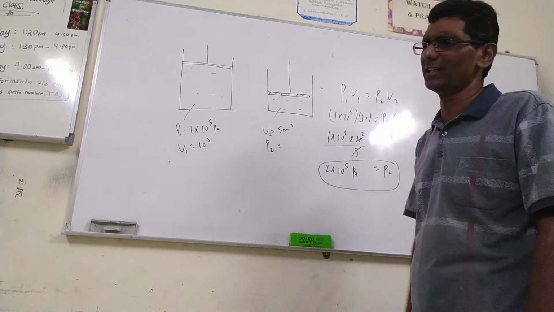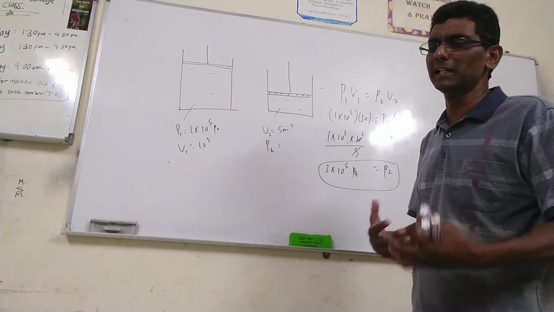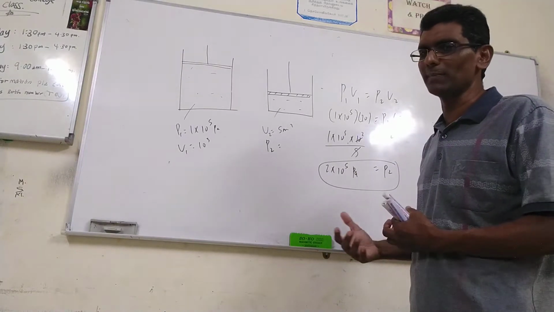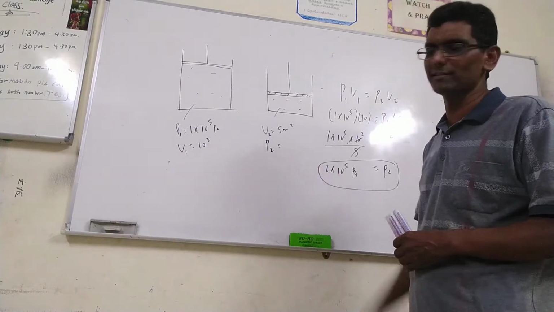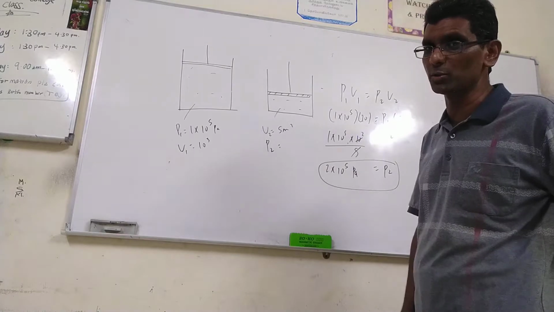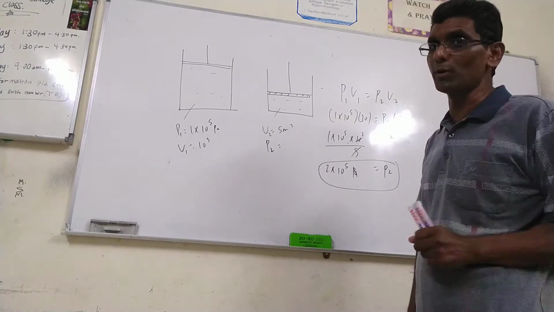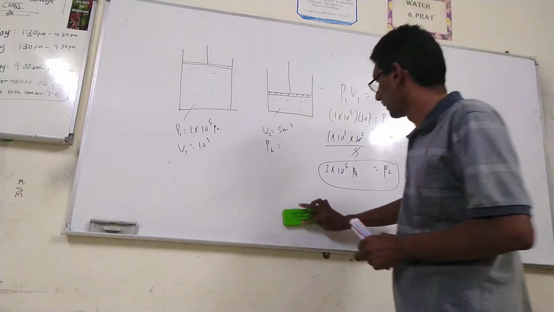But I'll give it as a so-called appetizer. Appetizer is something like when we want to eat heavy food, we first take some light food. This question most probably won't come, but the question I'm going to teach you now will most probably come in the exam. Okay?